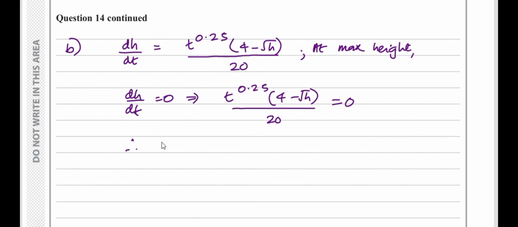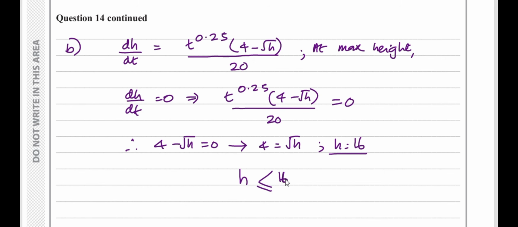So we can write 4 minus square root of h is equal to 0, leading to 4 equals square root of h, or h is equal to 16. So we can say the maximum height of these trees, or of this species of tree, is h less than or equal to 16. We don't know the initial height. Let's assume that it's also equal to 0. So it's okay if we write it like this.